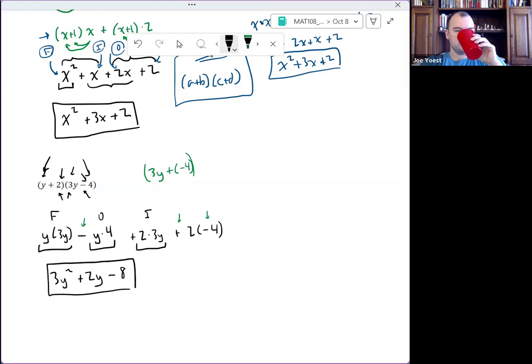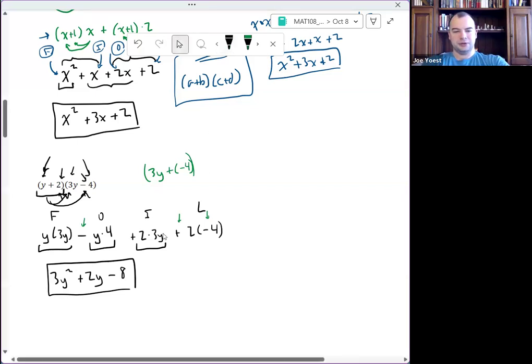Any questions so far? Oh, and I forgot to write my L for lasts. You could just as well have gone through and done the distributive property. You could have taken this first binomial and distributed it to the second, or vice versa, and then you'd have had to distribute twice more. You'd have gotten the same 4 terms: multiply things together, combine like terms. You'd have gotten the same answer if you did the distributive property 3 times, or if you did this FOIL strategy.